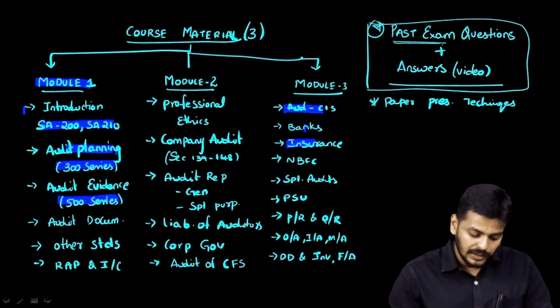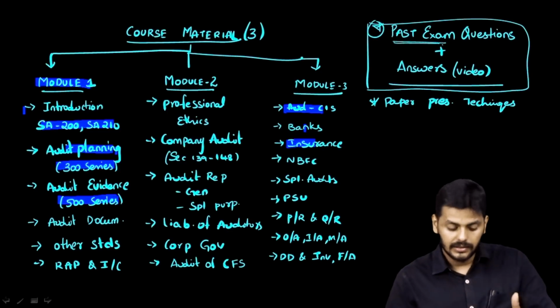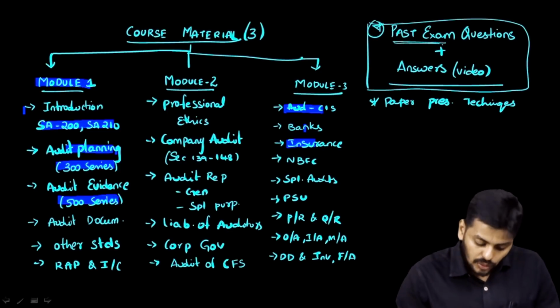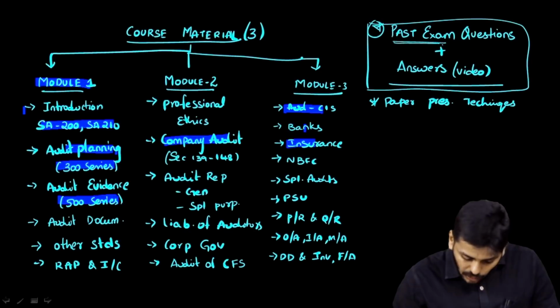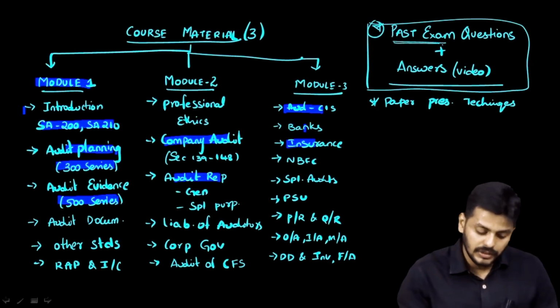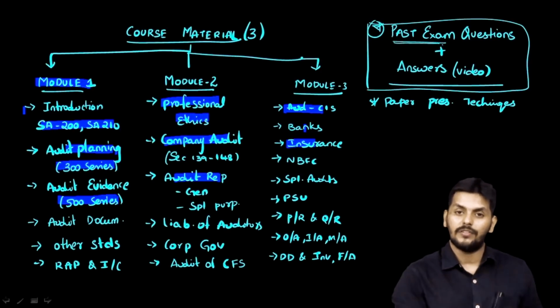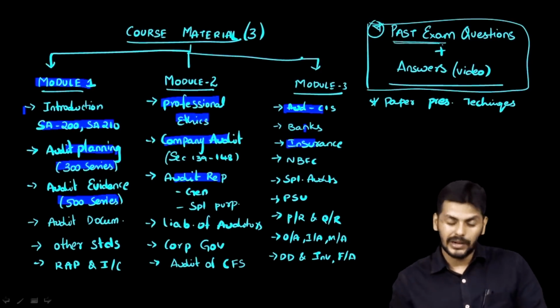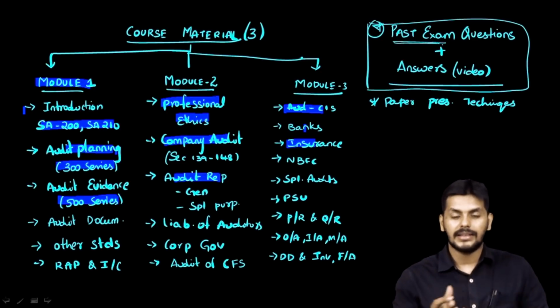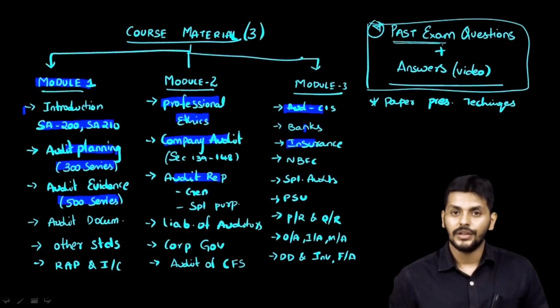By the time you're done with the basic standards, you can keep some standards for yourself for last, and then jump to company audit and then audit reports, and then you can parallelly keep covering liabilities and other topics. Now keep this entire professional ethics chunk one after the other. Like you're doing one video of professional ethics, you can as well do one standard, so you can parallelly juggle that. That's the reason why we've broken this down into 3 modules.